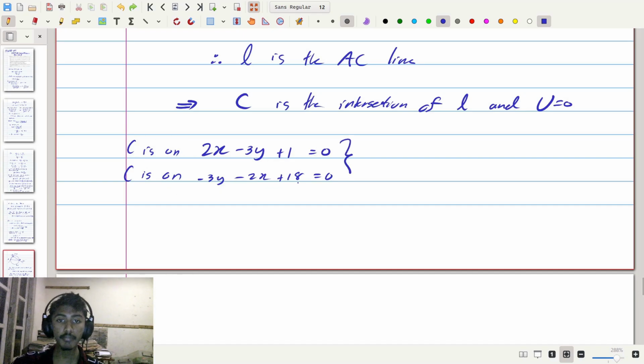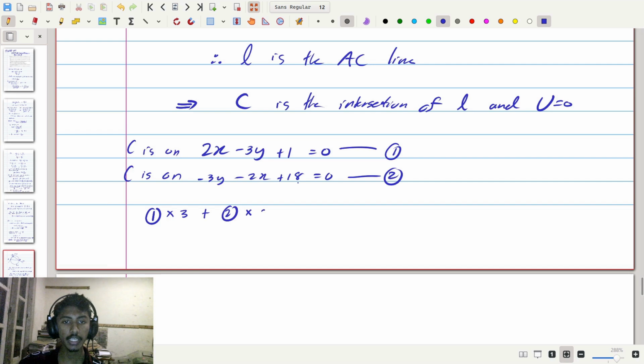Now from that, if we combine these two, what can we do easily here? We can multiply this by 3 and multiply this by 2. So if we take this as equation number 1 and this as equation number 2, we can do equation number 1 times 3 plus equation number 2 times 2.